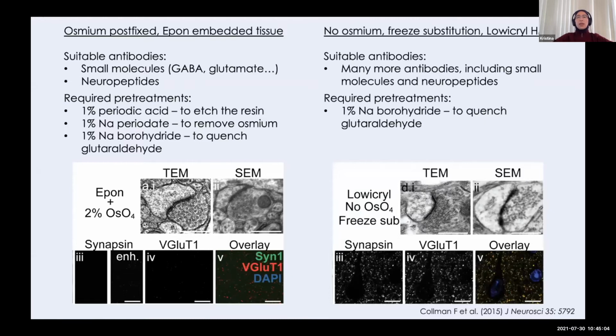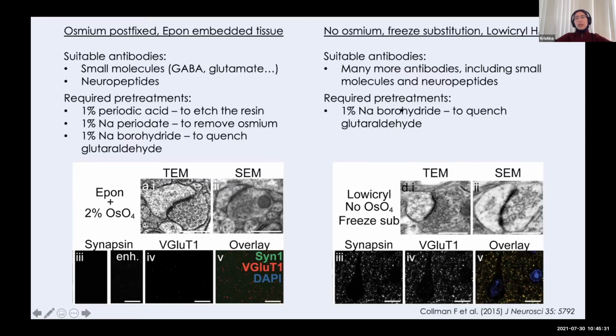For immuno-EM, a lot more useful is tissue that is embedded in low-acryl. In this case, osmium is omitted, and the tissue is prepared using freeze substitution and then embedded in low-acryl HM20. Now there are a lot more antibodies that work under these conditions, including antibodies that work with the osmium tissue, but now the repertoire of antibodies is much more expanded.